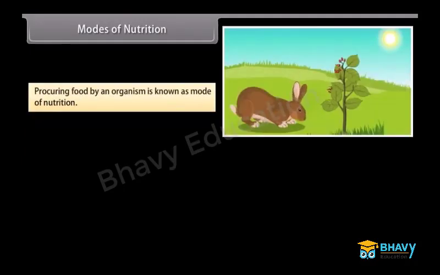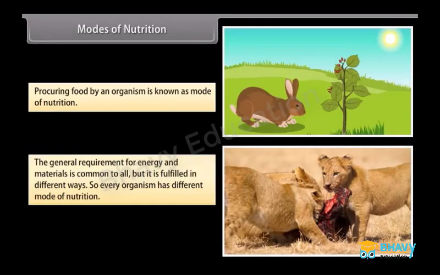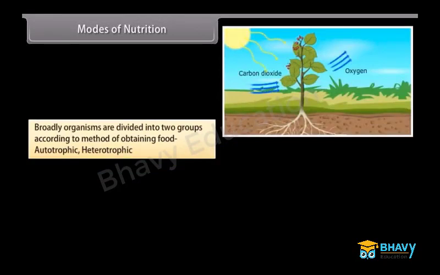Modes of nutrition. Procuring food by an organism is known as mode of nutrition. The general requirement for energy and materials is common to all, but it is fulfilled in different ways. So every organism has a different mode of nutrition. Broadly, organisms are divided into two groups according to the method of obtaining food: autotrophic and heterotrophic.